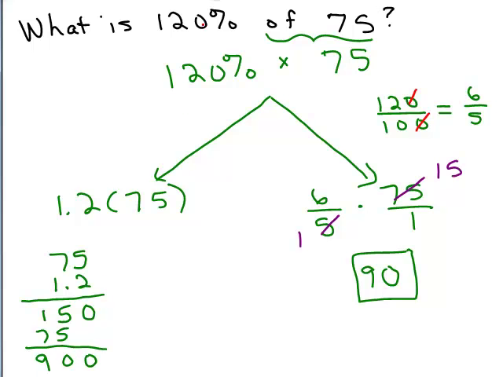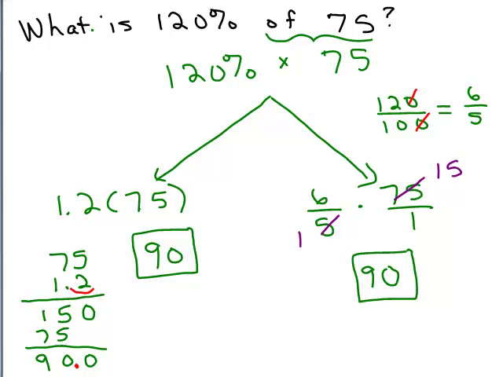And then because there's only one number after the decimal point, we move the decimal in 1 and I would get 90. So you would get 90 whether you did it the long way, regular multiplication, used a calculator, or did it with a fraction.